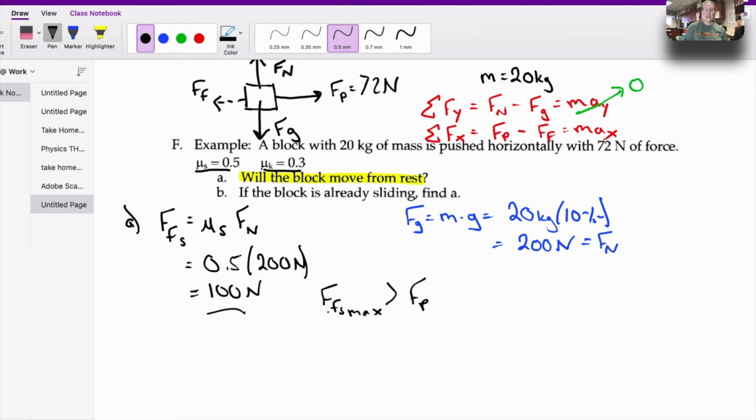So is the force of push enough to break through the force of static friction? No, it's not. If part B said how much force is required to get this block to move, I would need to apply 100 newtons of push force. And then we know that it would be just a little bit more, but about 100 newtons of push force would get this block to move. So no, the block will not start sliding.